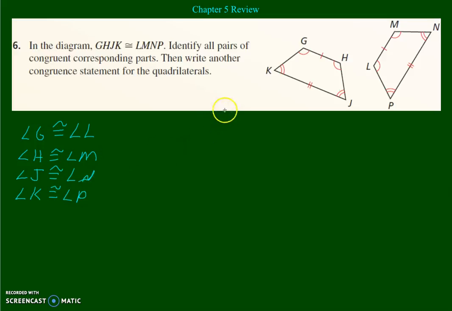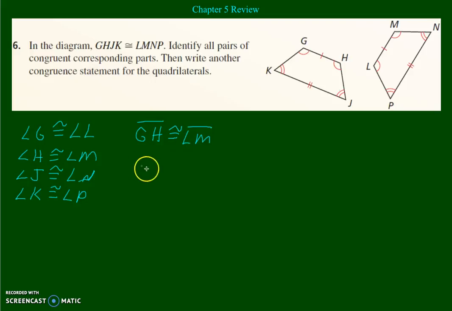Now the same thing works with side lengths. So you can see that GH corresponds to LM. Notice the single hash mark here indicating that this is congruent to this. So we can say segment GH is congruent to LM.